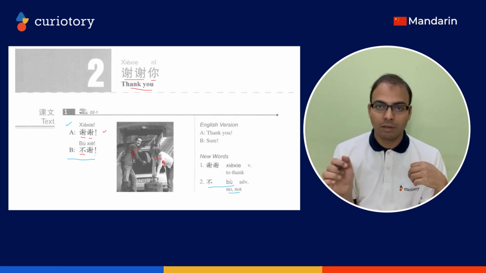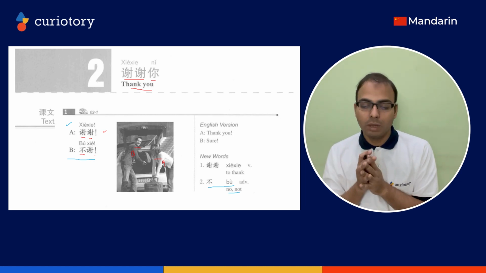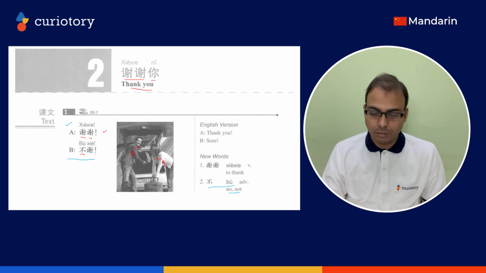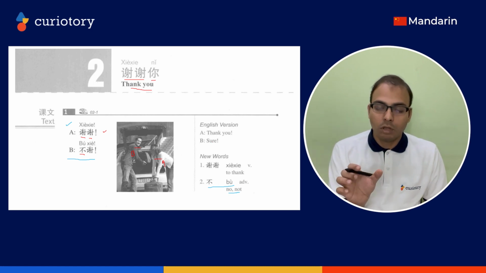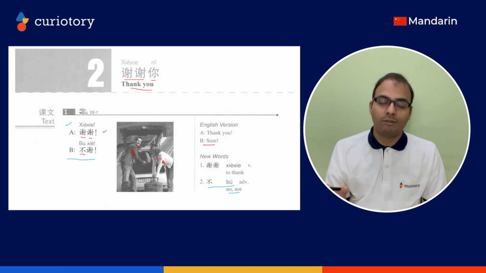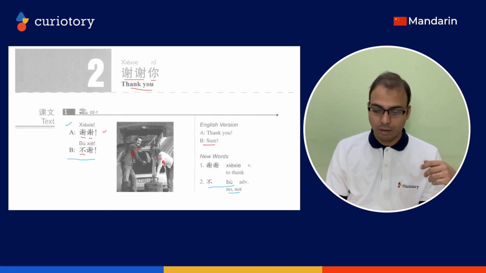No thanks. Pu xie. So the combined meaning comes out to be no need for thanks. Okay. Or sure. Pu no, xie thanks. No need for thanks. So it's sort of welcome also. So A is saying thank you and B is saying sure. Okay. No need for thanks.